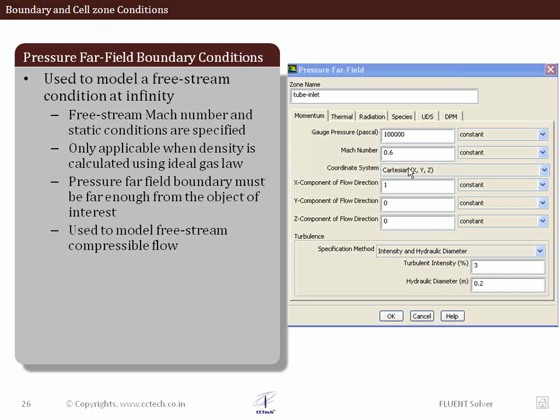Another kind of boundary, especially for free stream conditions under compressible flow calculations very far away from, let's say, the airfoil, if you are doing an external aerodynamic analysis, is the pressure far field boundary condition. So we specify the free stream Mach number and the static pressure conditions. It's only applicable when you're using the ideal gas law for calculating the density of the fluid. We can specify the static pressure, which is in gauge terms again, and we can also specify the Mach number, and the direction specification can also be made along with the turbulence specification.